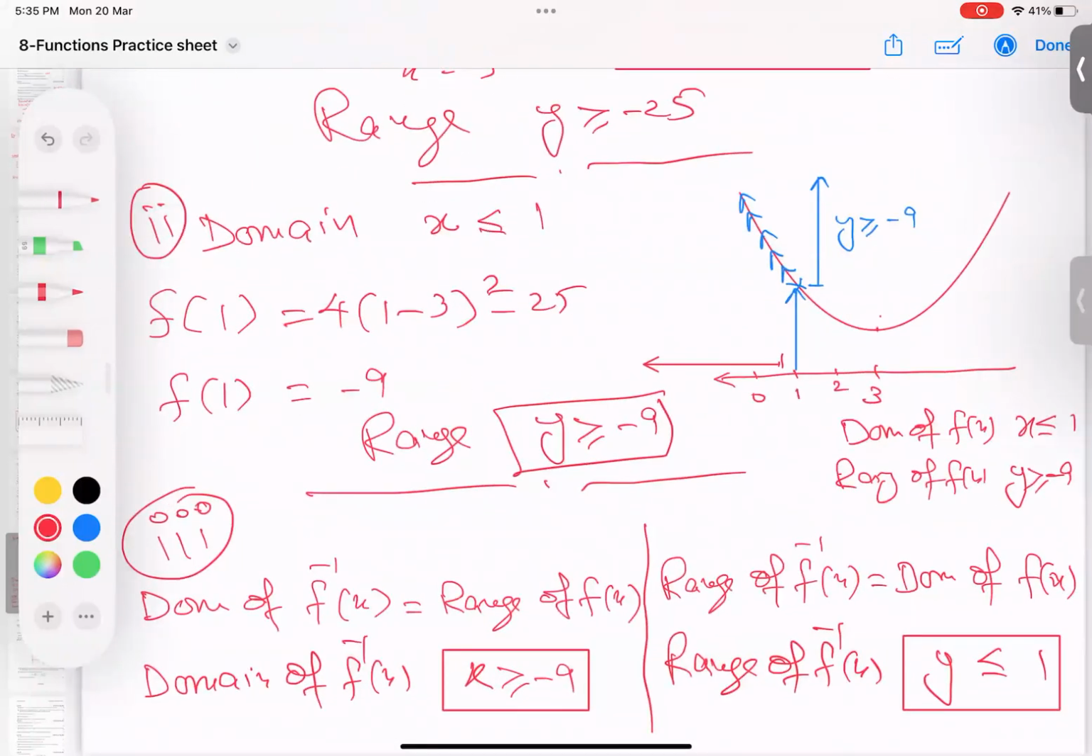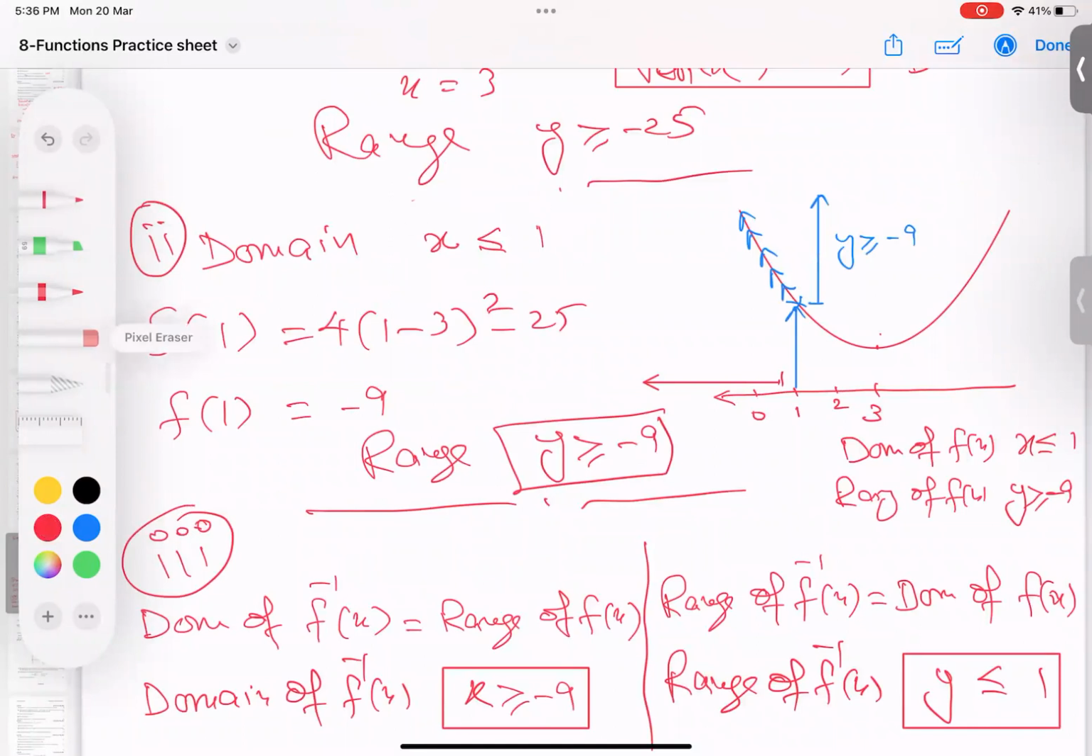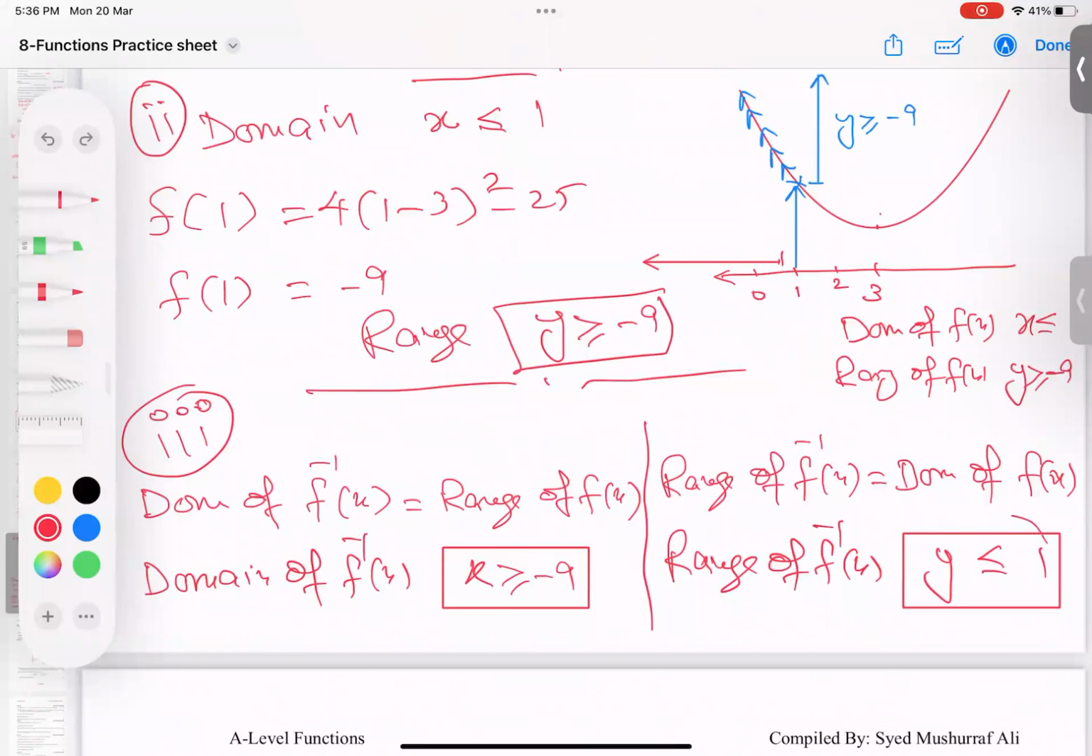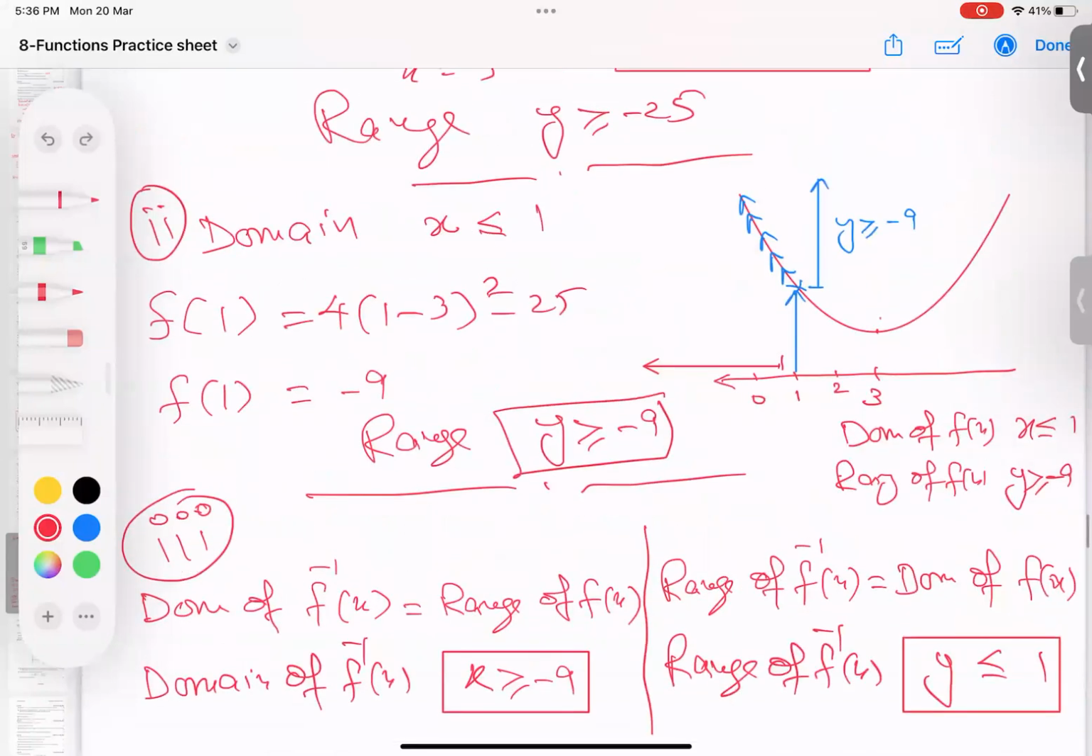I think the mistake is covered. By mistake I wrote -1, and now it's correct: x is less than 1. You can see it in the diagram even. It starts from 1 and going backward is the domain. Domain is x is less than 1. So what is the range? The same thing comes, but I write just y. x becomes y, and this y becomes x. I hope the point and the concept are very clear.